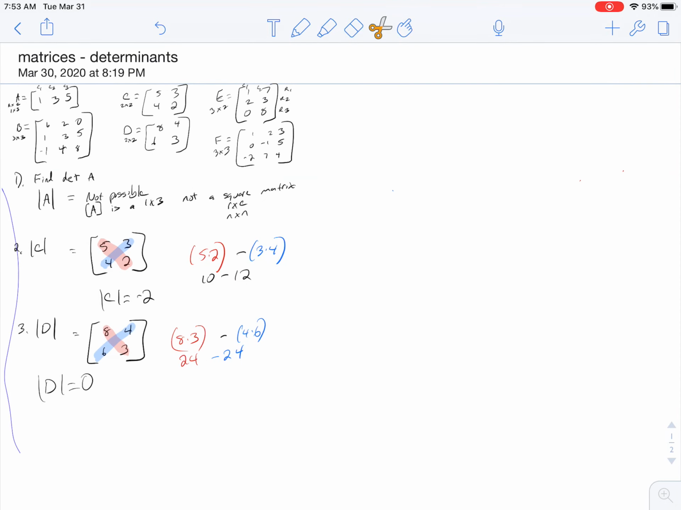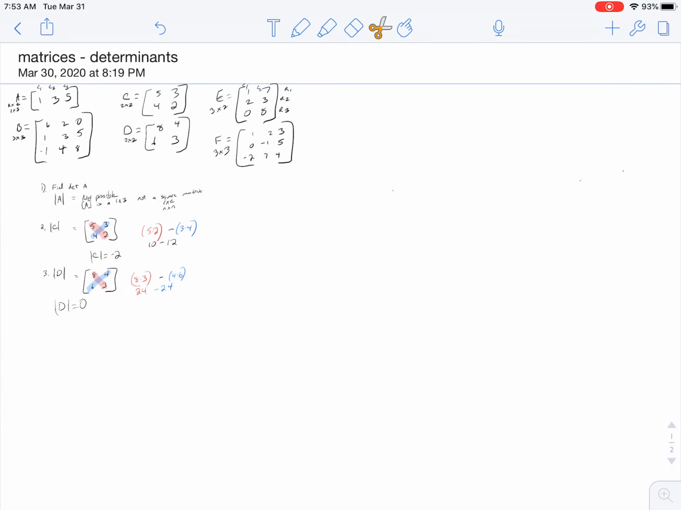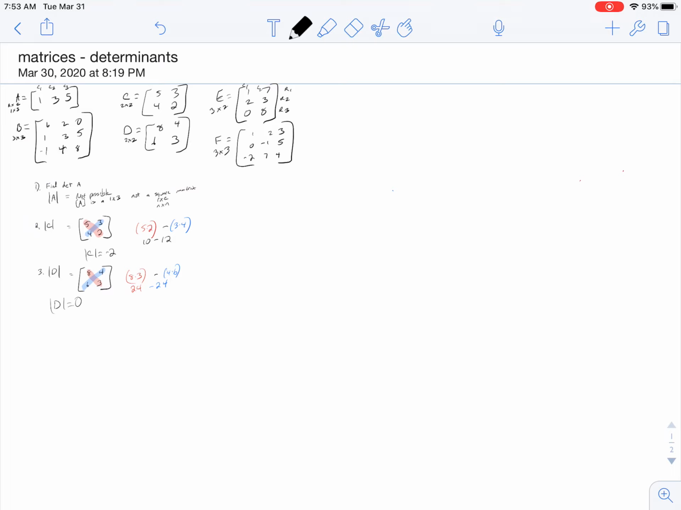If we were asked to find the determinant of matrix E, let's make this a little smaller, give ourselves a little more room. So question 4, if I said find the determinant of E, you take a look at it, you identify the dimensions of matrix E as a 3 by 2, you would say not possible. And the reason why is it's not a square matrix.